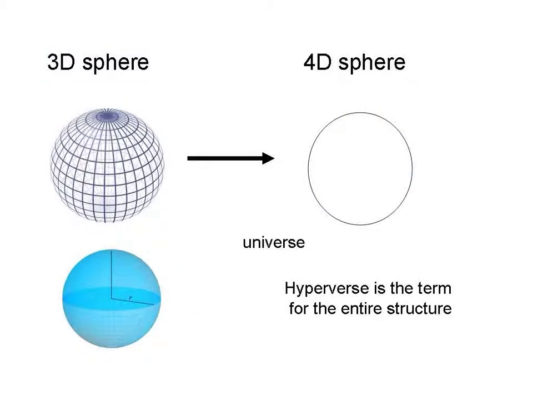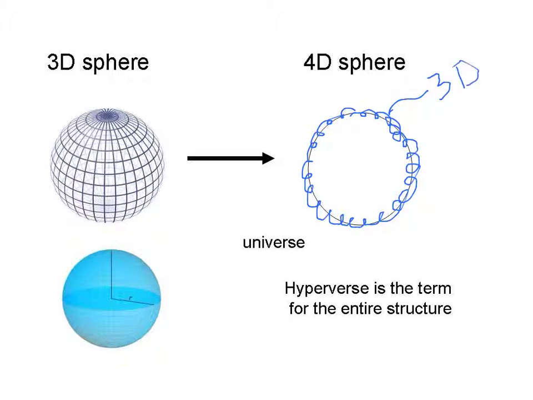So in our two-dimensional representation of our four-dimensional sphere, we have to sacrifice 2 dimensions. The surface is 3-dimensional, and that surface represents the universe. So the universe is the 3-dimensional surface volume of our 4-dimensional sphere.